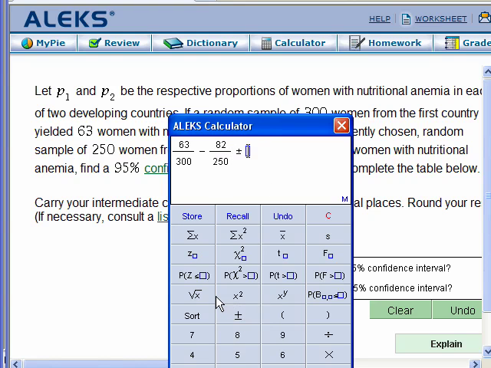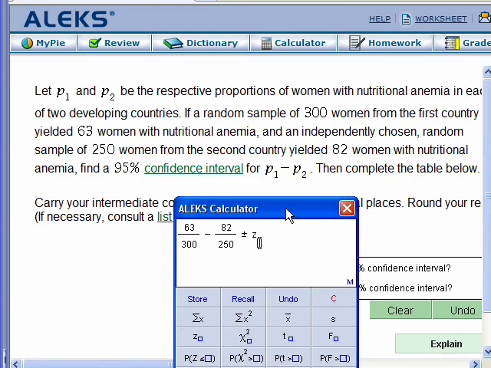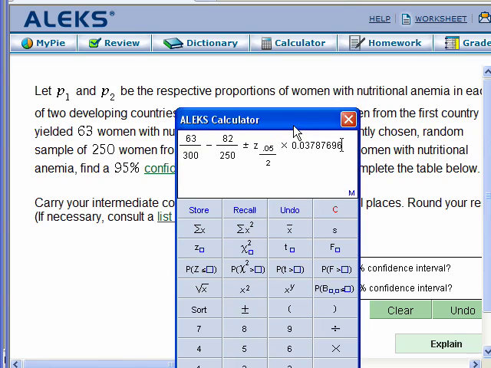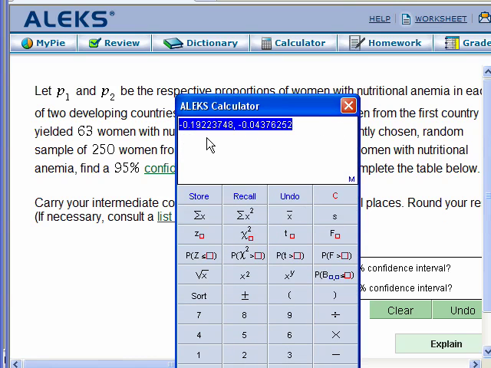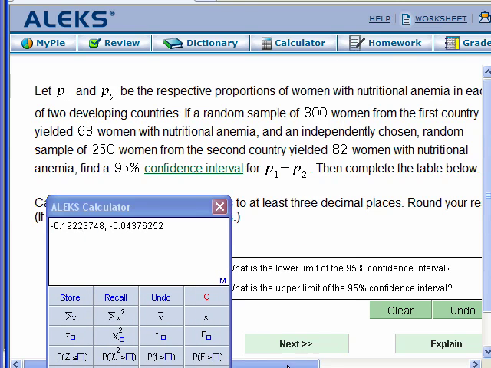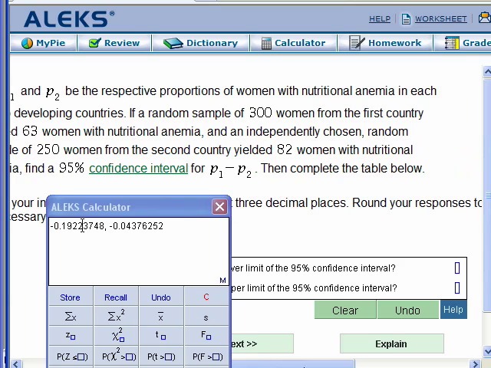plus or minus the z-score, which is the critical value for the 95% confidence, is 0.05 divided by 2, or you can put in 0.025, times the spread. So we'll hit recall, and there's our spread. We hit enter, and it gives us the two values, and they're both negative, that's great. So that means the proportion is going to be somewhere between a negative 0.19 and a negative 0.04. We're 95% confident that the population difference, when we subtract those two proportions, will be negative.